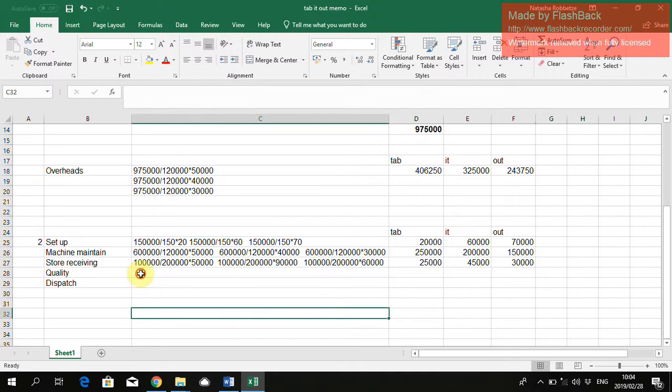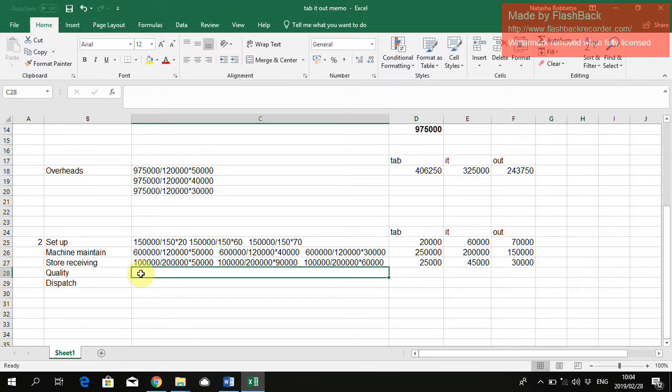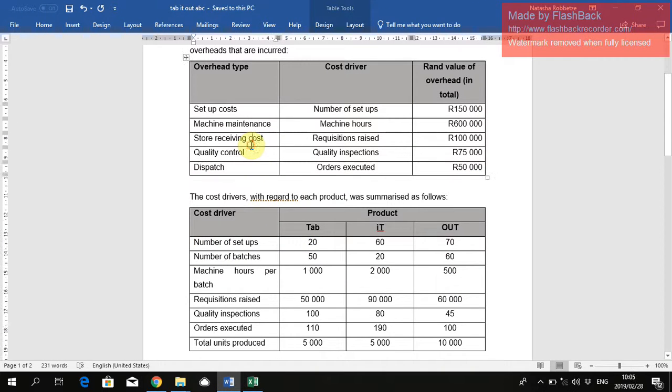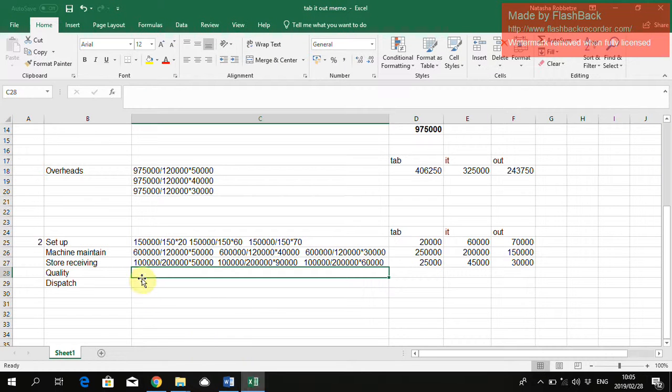and 100,000 divided by 200,000 times 60,000. Second last calculation we have to do is for the quality control, and the quality control cost driver is the inspections, and that was worth 75,000. We will have to add up then our quality checks. There was 100 plus 80 should give you 180, plus 45 should give you 225.